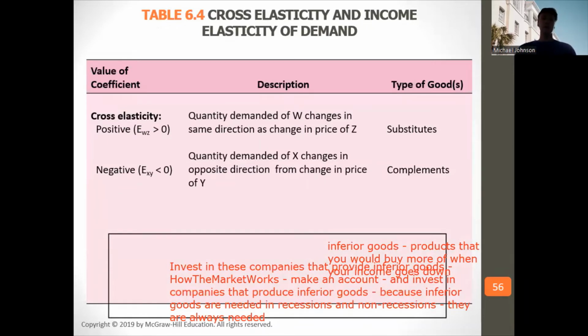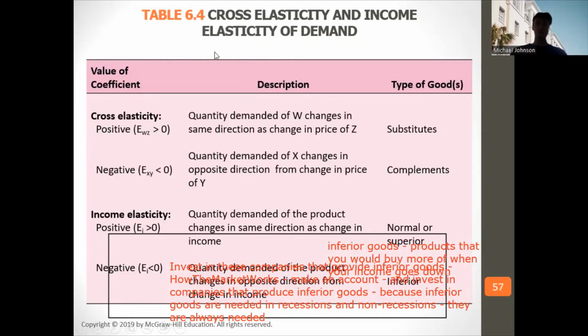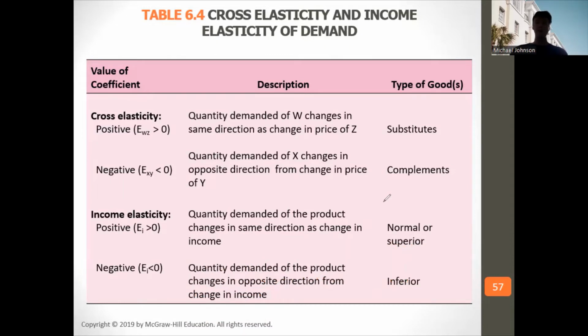So for cross price elasticity, positive means a substitute, and negative means a complement. For income elasticity, positive means a normal good, and negative income elasticity means an inferior good.